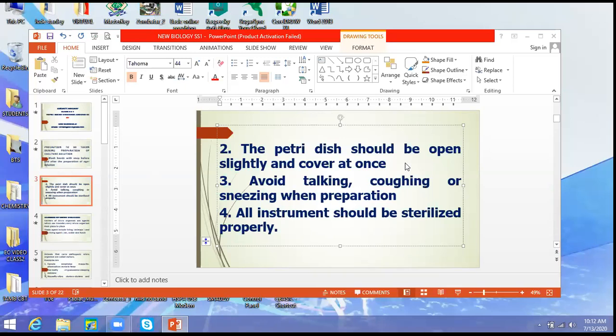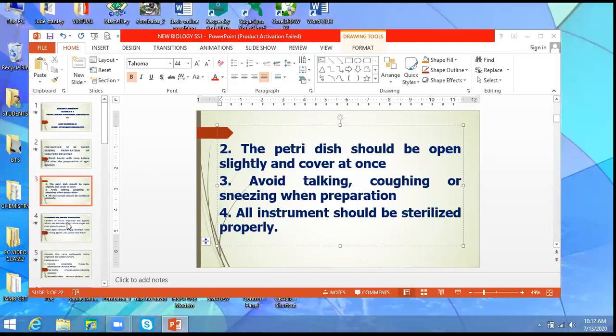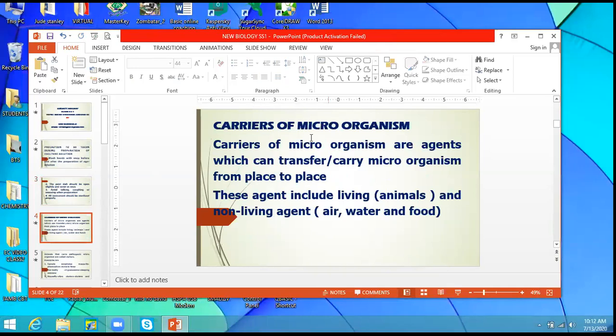These are a few precautions that we have. Now, let's come back to today's business. Carriers of microorganisms.